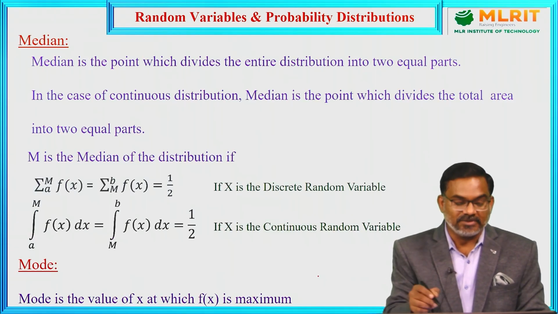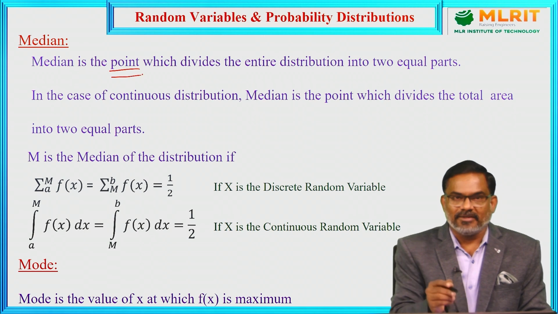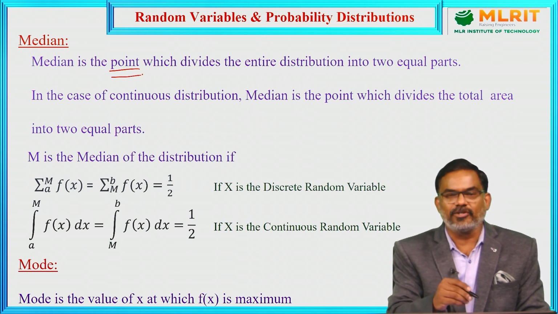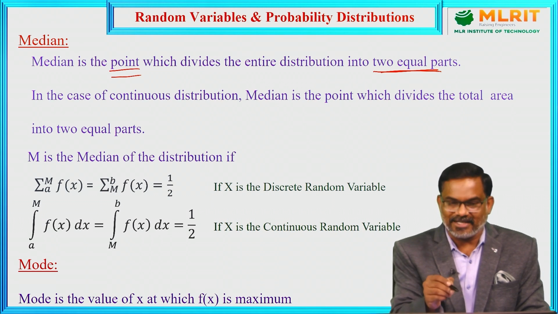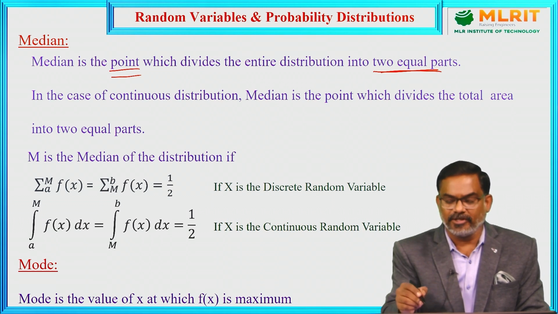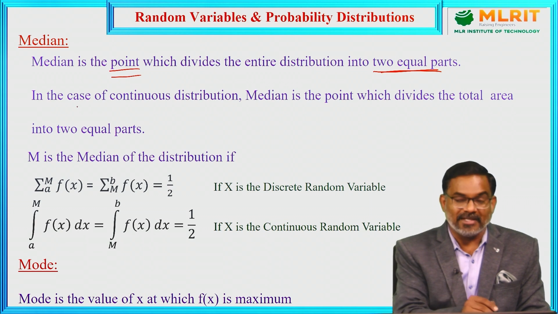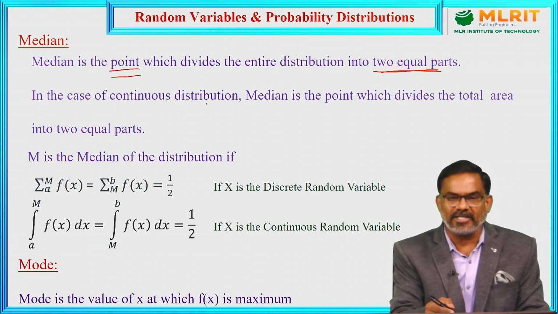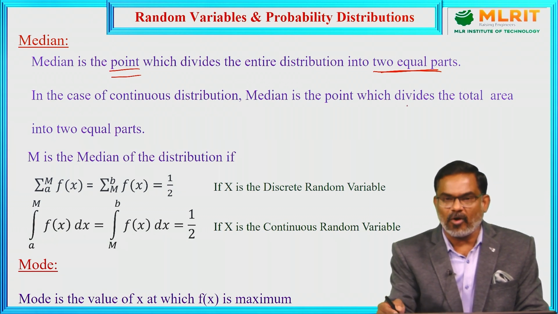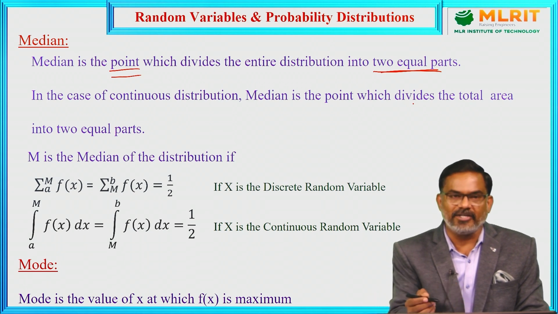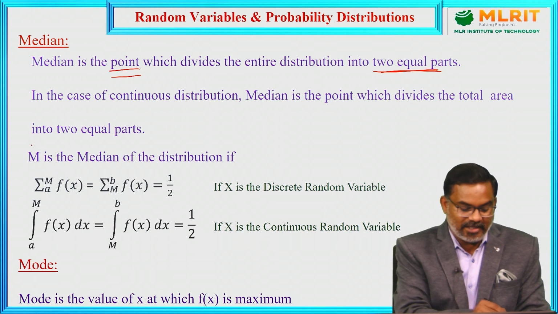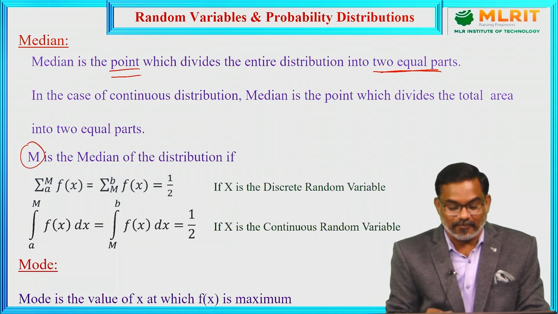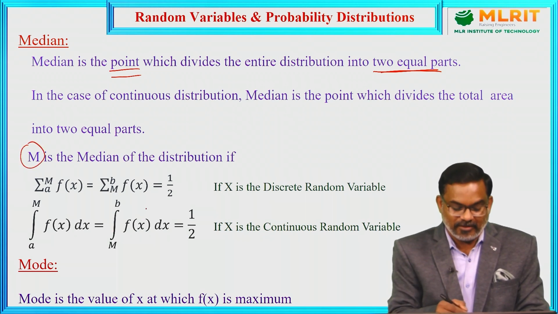Now median. Median is the point which divides the entire distribution into two equal parts. For example, in the case of a continuous distribution, median is the point which divides the total area into two equal areas. And if m is the median of the distribution, that can be calculated using the following.